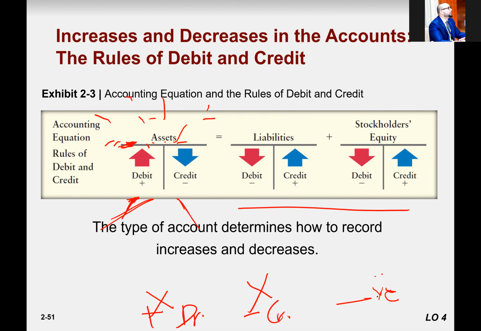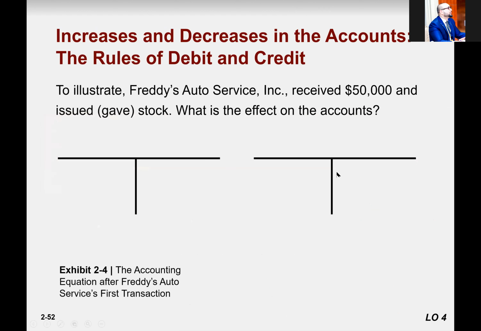So when liability decreases, it's debit. If liability increases, it is credited. It is the same with stockholders' equity. For all the accounts of stockholders' equity, if it increases, we call it credit. If it decreases, we call it debit. So these are the rules here.